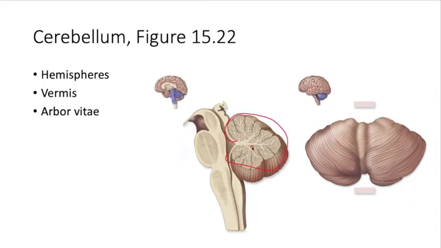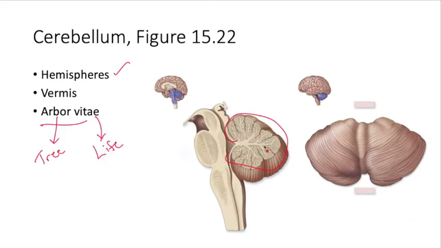There's the cerebellum. This would be the right hemisphere. We already got the vermis. Vermis, we got that connects the hemispheres. Looks like an earthworm. And then this thing, the arbor vitae. Arbor. What is Arbor Day? It's referring to trees. And then vita means life.